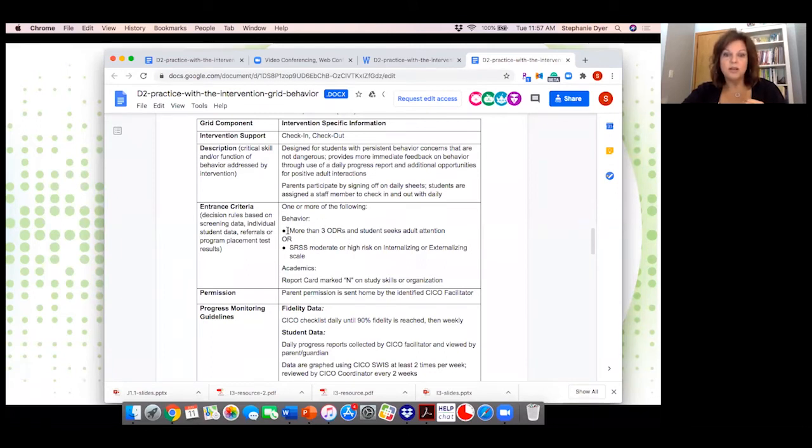More than 3 ODRs. Well, she had 3 ODRs for seeking adult attention. So she's kind of there, but it says more than, and she has 3. And then, moderate or high risk on this behavior screener, which she has, the moderate risk. So she sort of fits both criteria, but she definitely fits the "or" criteria, and she only needs 1. So she fits that. So this might be the best fit for her.